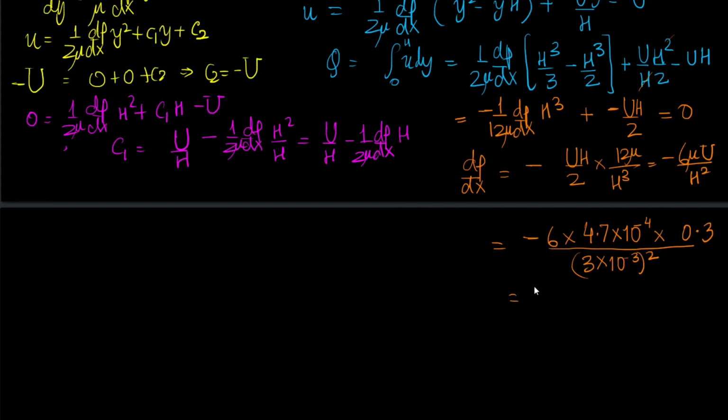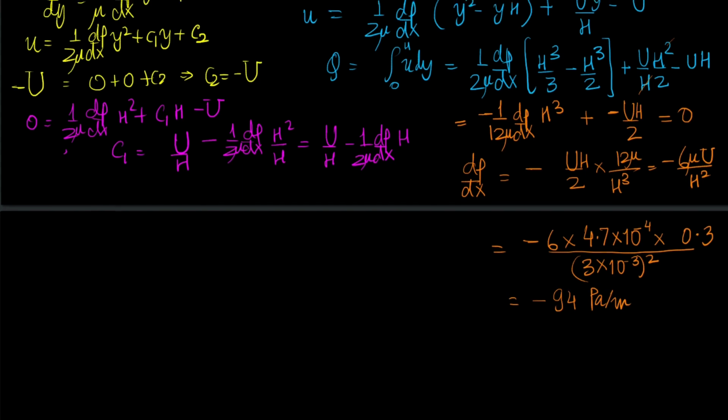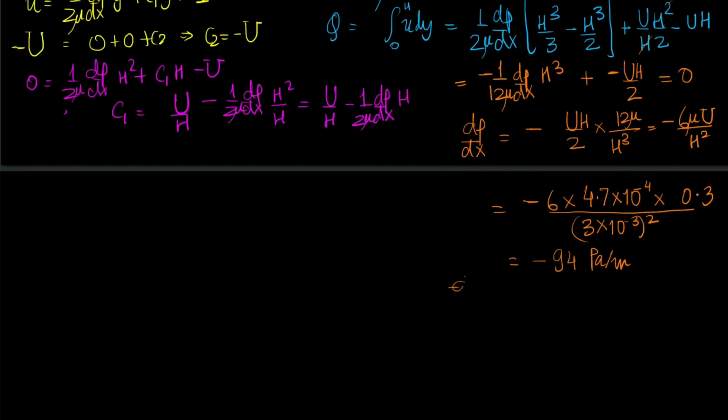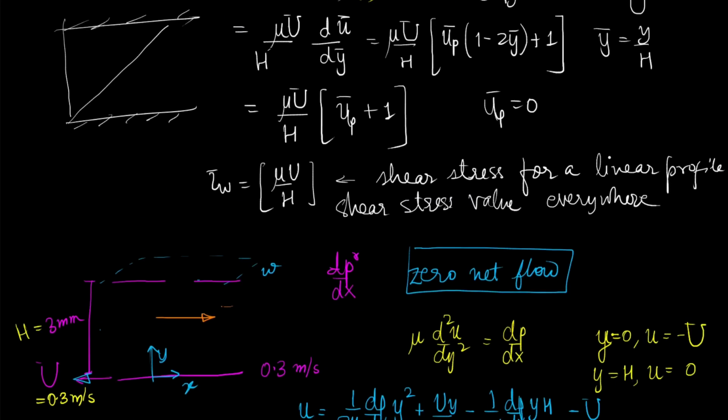Let me just plug these numbers into my calculator. So this becomes minus 6 times 4.7 times 10 to the power minus 4, times 0.3, divided by 3e minus 3 squared. So it comes out to be minus 94 Pascal per meter. So essentially the pressure gradient is negative, meaning minus dp dx is essentially 94, and minus dp dx acts in this direction.